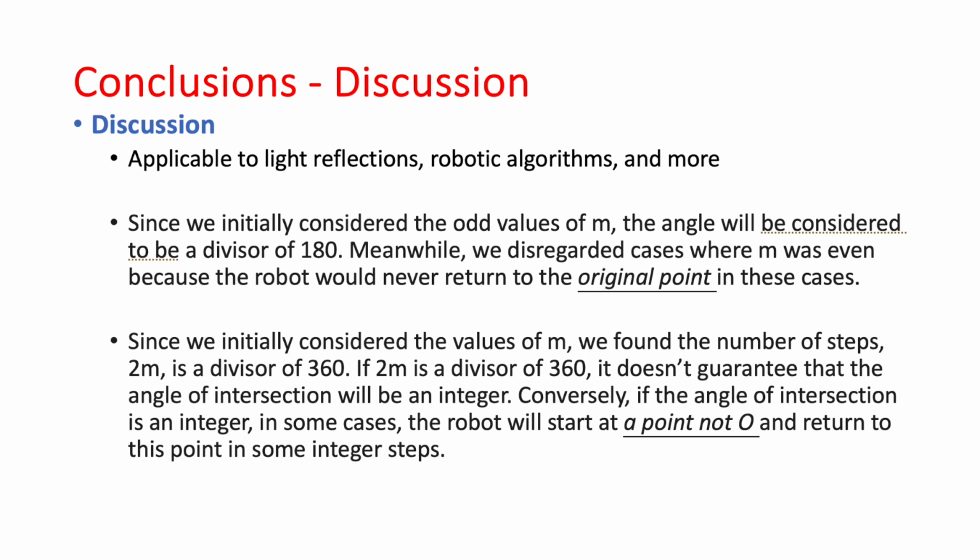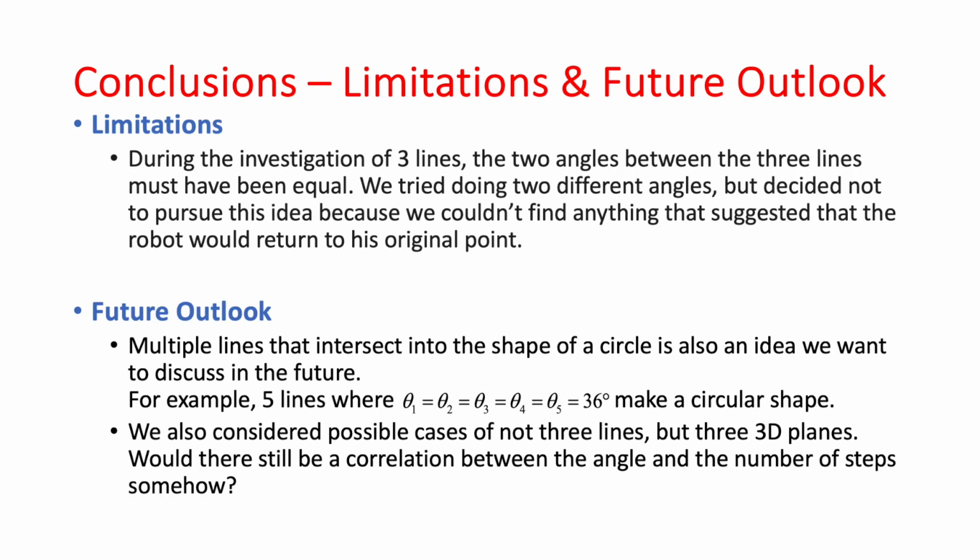Coming back to the relationship between theta and m, one limitation we faced was that we discovered not every input of theta gives an output of m. For example, for 18 degrees or 10 degrees, m does not exist when the robot leaves from the original point. Also, we found that some angles that weren't divisors of 180 could work when the robot leaves from a non-original point, like 63 degrees has 40 steps.